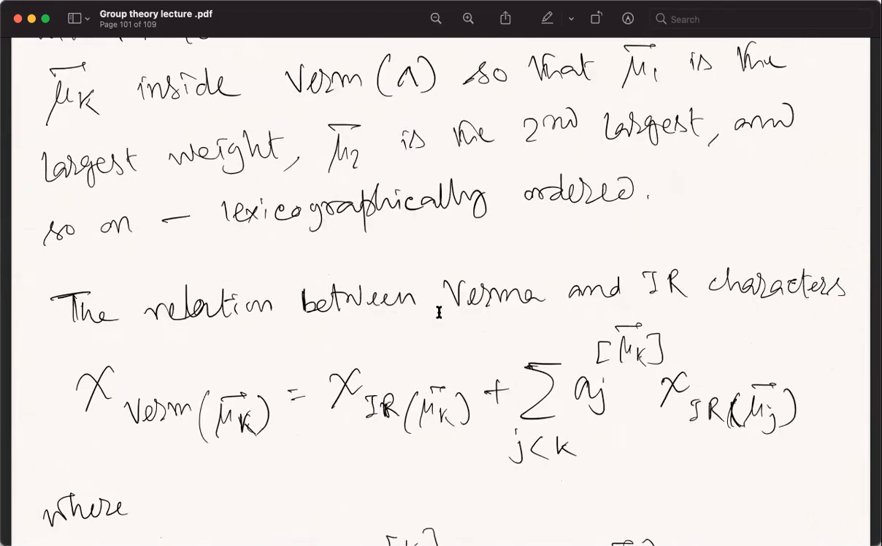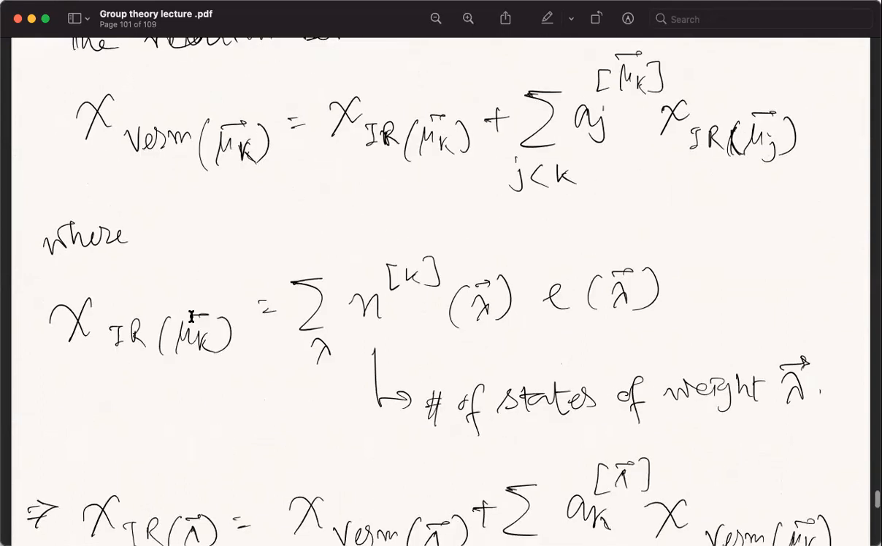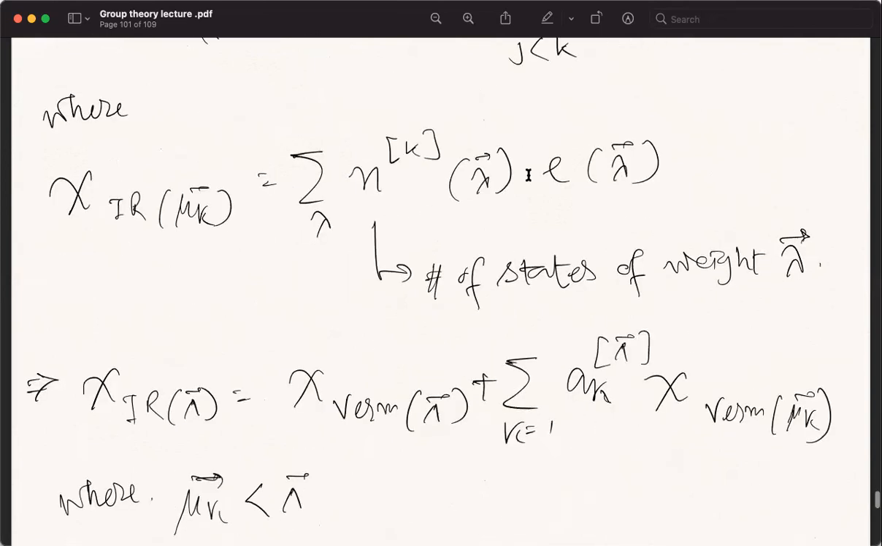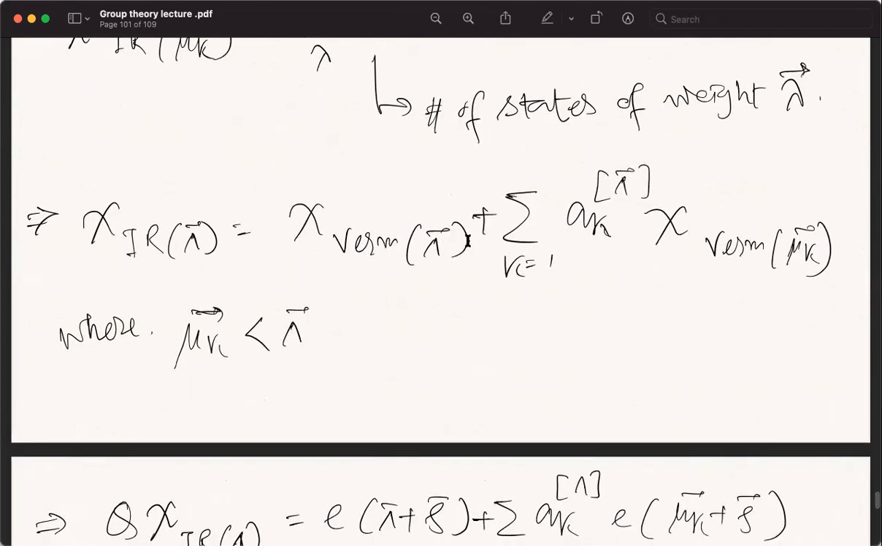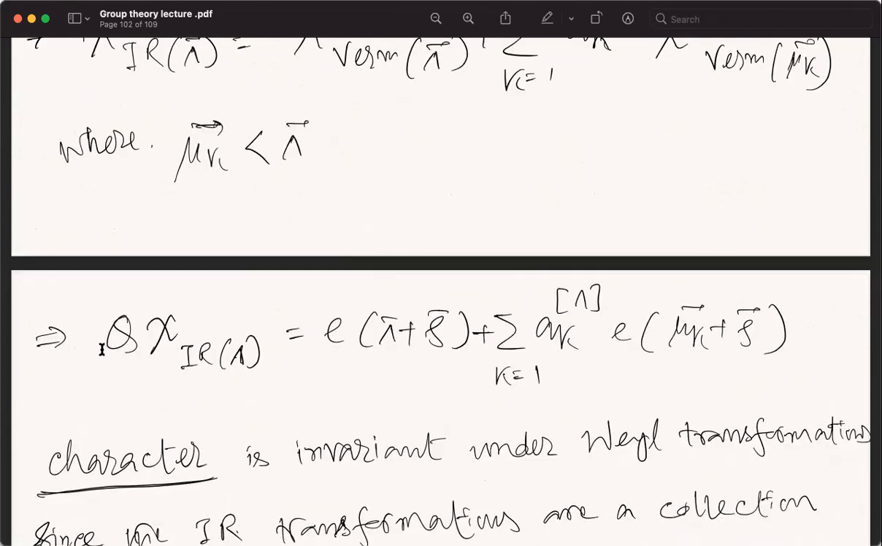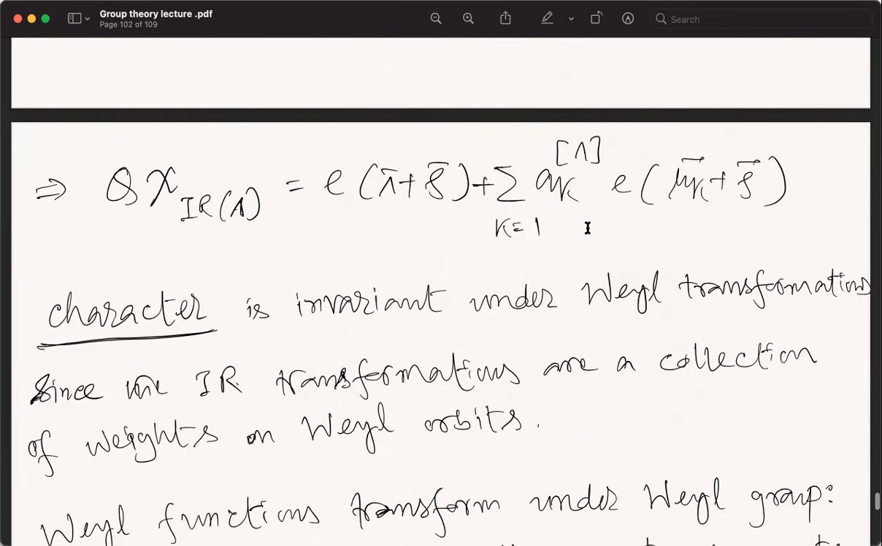The relation between the Verma and the irreducible characters is basically chi Verma equal to chi irreducible plus the sum of a_j mu k chi irreducible, where j is less than k. Now this chi irreducible is equal to basically the sum of n to the power k lambda e to the power lambda, where this n implies the number of states of weight lambda. Okay, and then you just simplify that and you find this relation. And then again you multiply by Q on both sides. From there you write it down in this particular way.